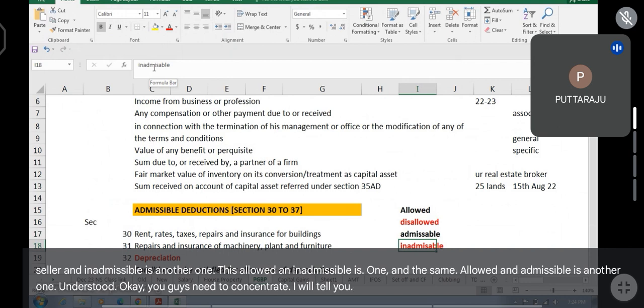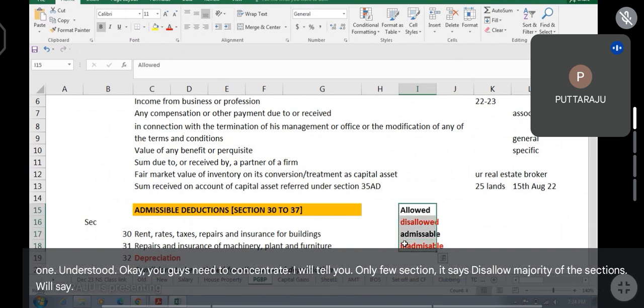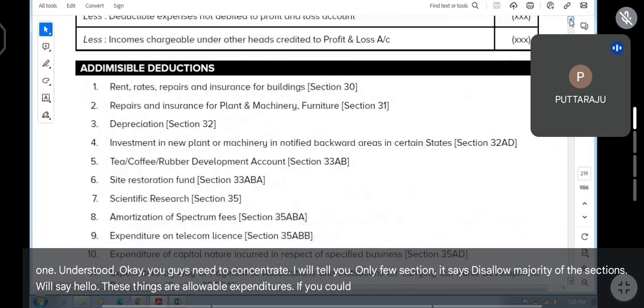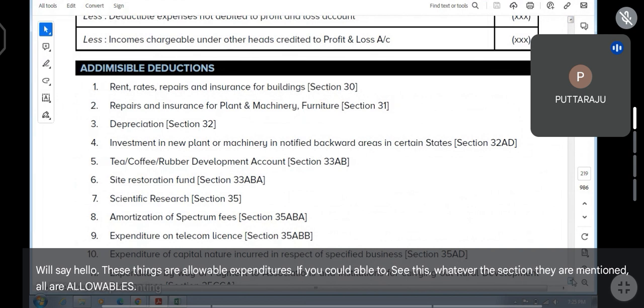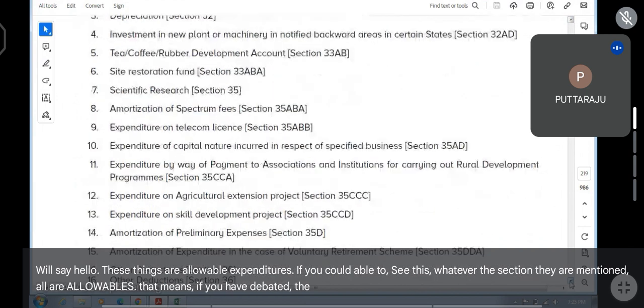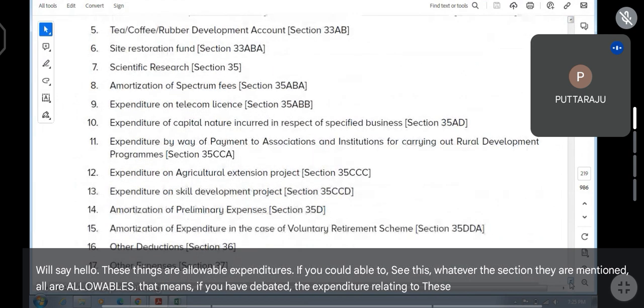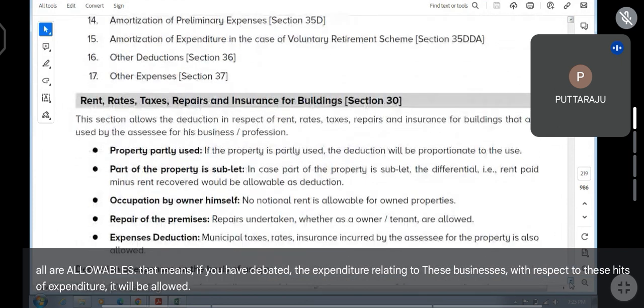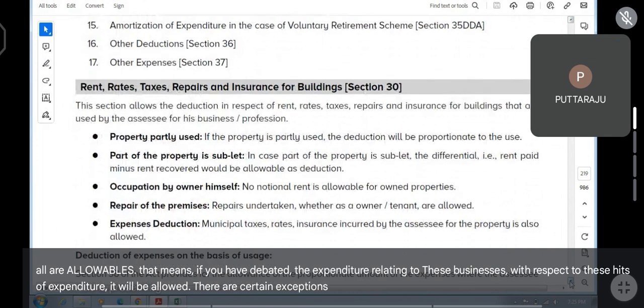I will tell you only a few sections that say disallowed. The majority of the sections will say allowed. These things are allowable expenditures. Whatever section they have mentioned, all are allowable. That means if you have debited expenditure relating to these businesses under these heads of expenditure, it will be allowed. There are certain exceptions. Going forward, we will learn them.